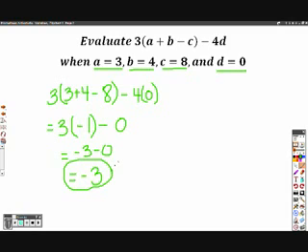Y'all, the moral of the story is you have to be very careful with your order of operations. You've got to be sure that you don't move too quickly or too hastily, or a problem that should be relatively simple, you could miss, and we don't want to miss these types of problems just because of a minor mistake. Alright, so get ready for your practice problems, take your time, and make sure that you are following the order of operations correctly.